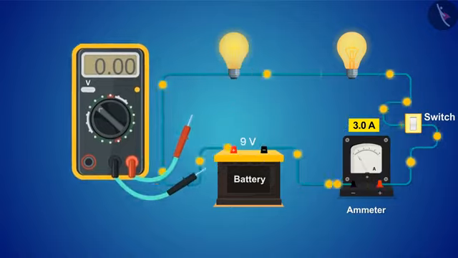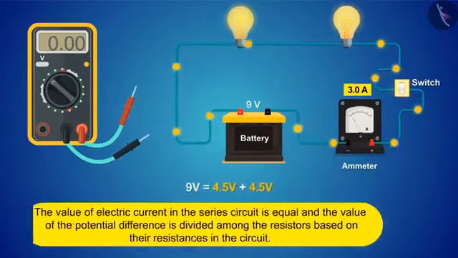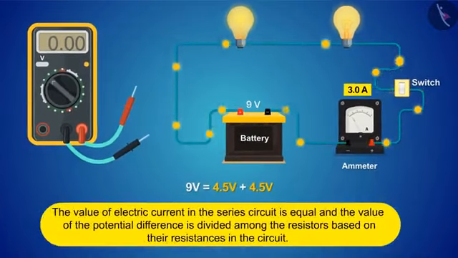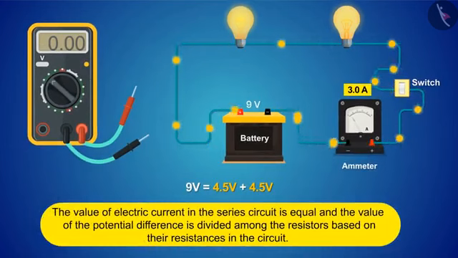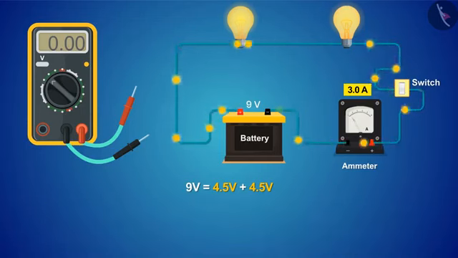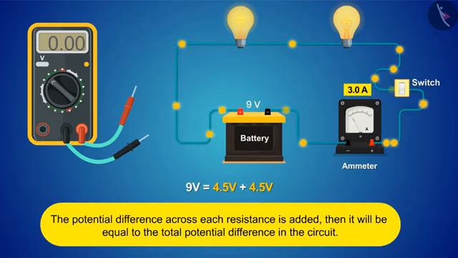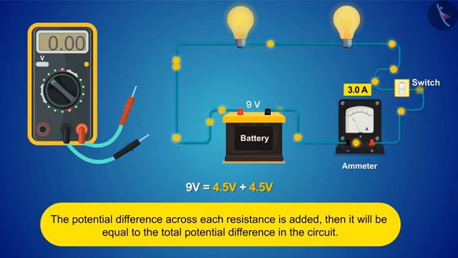From this activity, it can be concluded that the value of electric current in the series circuit is equal and the value of the potential difference is divided among the resistors based on the resistances in the circuit. The second conclusion is that if the potential difference across each resistance is added, then it will be equal to the total potential difference in the circuit.